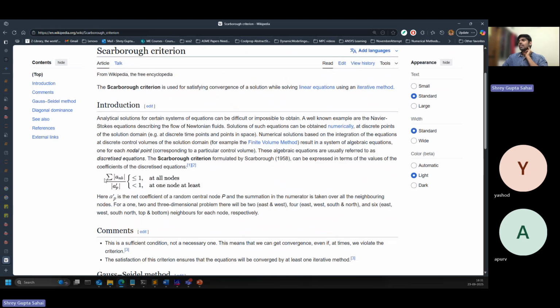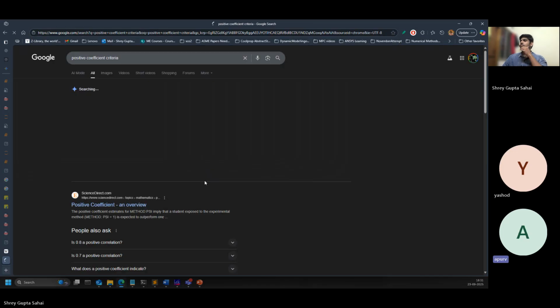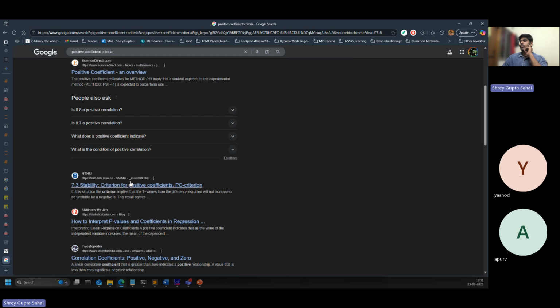So this one is saying that you have to sum it up, right? And AP dash is the present coefficient, the coefficient of the P node, and NB is the neighboring nodes, the summation of the coefficients of neighboring nodes. And what does the positive coefficient criteria say? That all the coefficients should be positive, all of them. Yes.